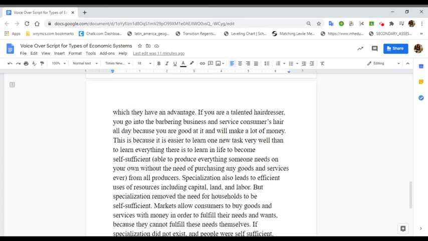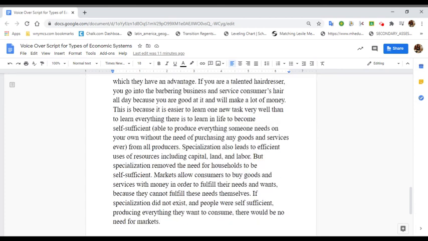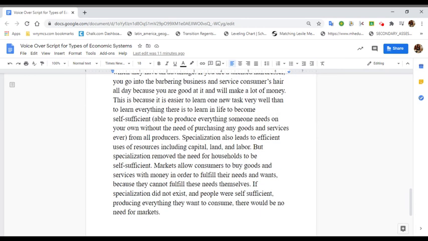This is because it is easier to learn one new task very well than to learn everything there is to learn in life to become self sufficient, or able to produce everything someone needs on their own without the need of purchasing any goods and services ever from all producers. Specialization also leads to efficient use of resources, including capital, land, and labor. But specialization removes the need for households to be self sufficient.